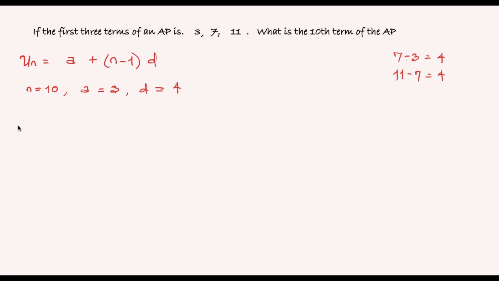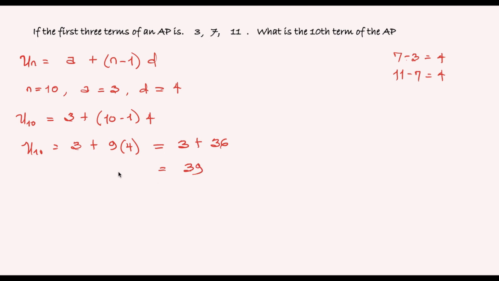So we can go ahead and solve. So the 10th term, U10, is equal to our a, which is 3, plus (n minus 1), 10 minus 1, multiplied by d, which is equal to 4. So U10 is equal to 3 plus 9 multiplied by 4. Here we have that 9 multiplied by 4 is equal to 36, and 3 plus 36 is equal to 39. So our 10th term is equal to 39.